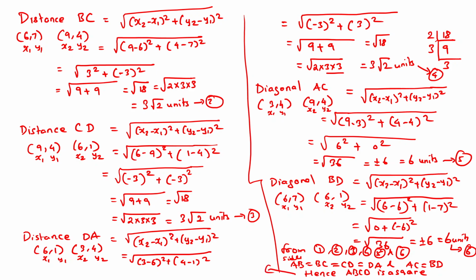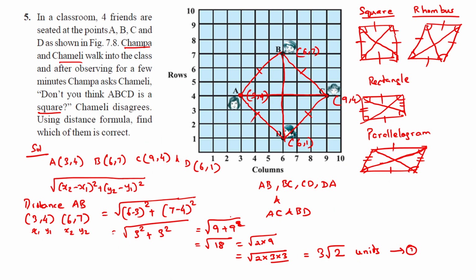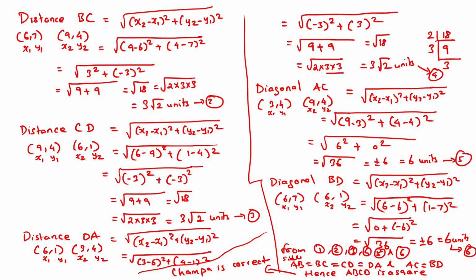Finally we can write Champa is correct. Okay, because they have asked in the question to find which of them is correct. So Champa only said ABCD is a square, but Chameli disagrees. So finally we need to conclude these sides and diagonals are equal, hence ABCD is a square and Champa is correct.